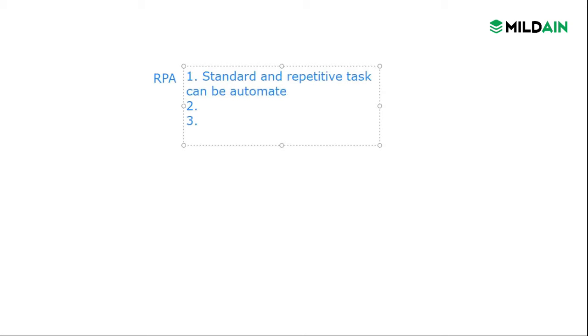Okay, great. Yeah, very well said. Now, this is basically in terms of the various tasks that we can achieve. First of all, any standard and repetitive task can be automated. Second, if it is standard and repetitive, it also means it is going to mimic.